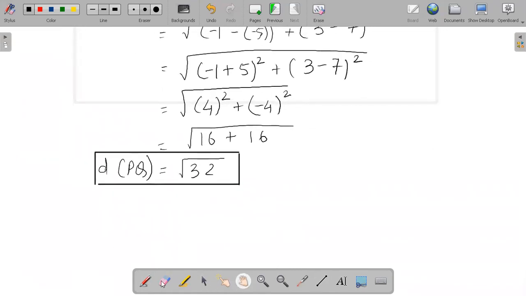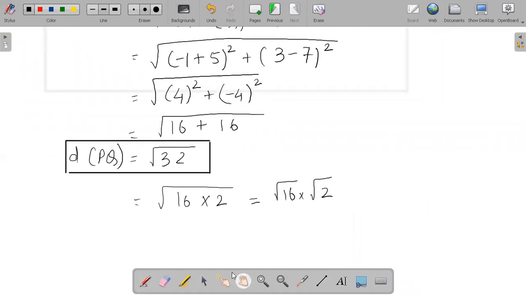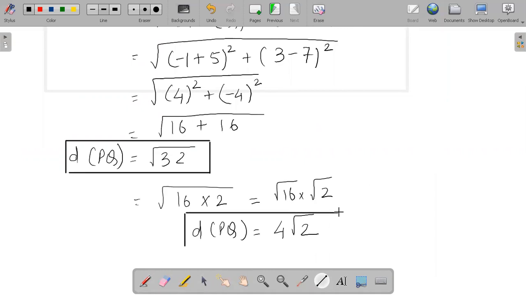32 is 16 times 2, so I'll write it as 16 into 2. Then you separate the root exactly the same way: root 16 into root 2. Now, what is the square root of 16? 4, correct. So this becomes 4, and root 2 stays as it is. So distance PQ is 4 root 2. This is your final answer, 4 root 2.